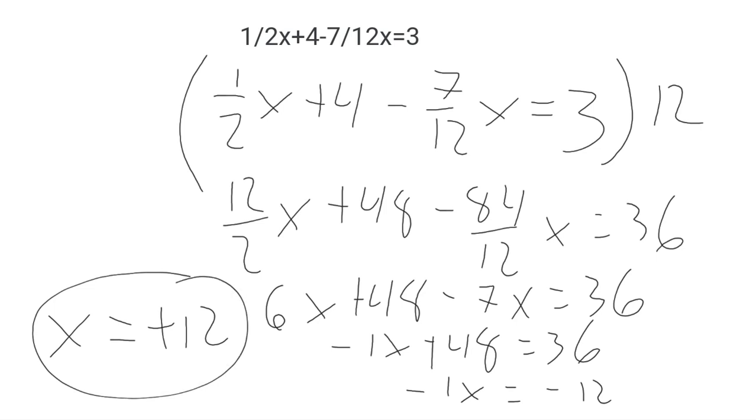So to review that again, whatever the biggest denominator is, I multiply every top number by that number. Reduce the fractions. Combine like terms. Subtract these constants. And then divide.